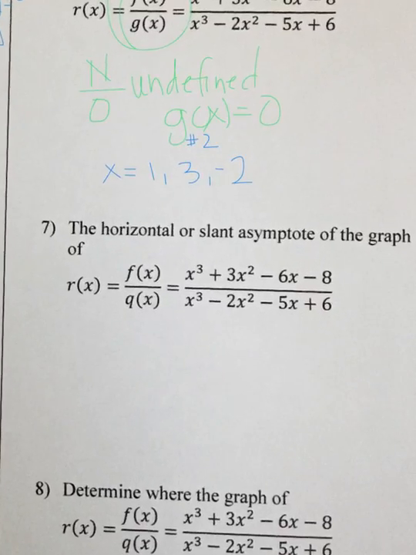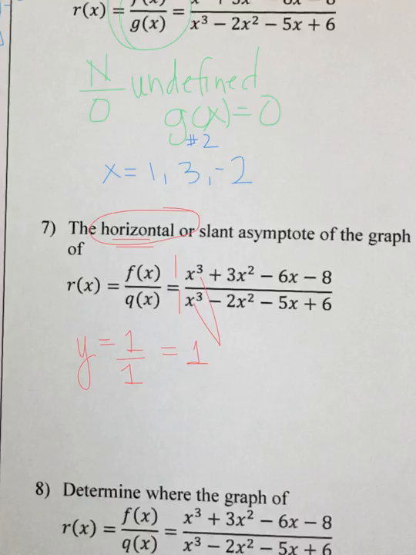And lastly, we're going to look at finding the horizontal or slant asymptote. So if we have this horizontal asymptote, it's going to be found by looking at the degrees of our polynomials, because what we're really asking for is what's happening as x gets really big or x gets really small. Since these degrees match each other, we're going to look at the leading coefficients, which are 1 and 1. So we know that our horizontal asymptote is going to be 1 over 1, which is really 1, when x gets really big or really small.